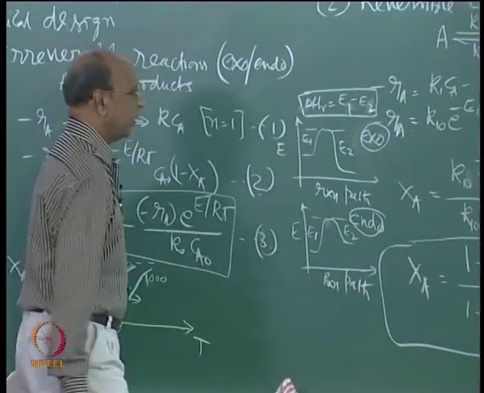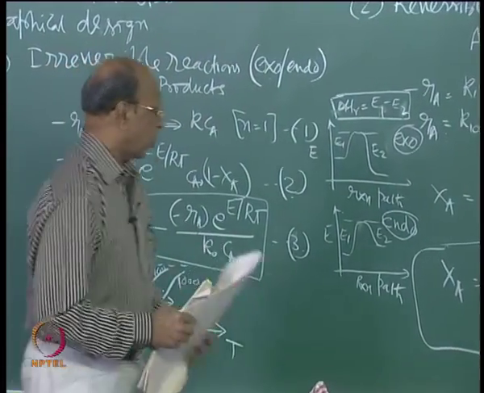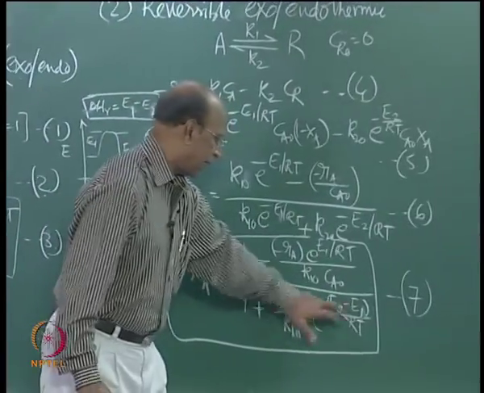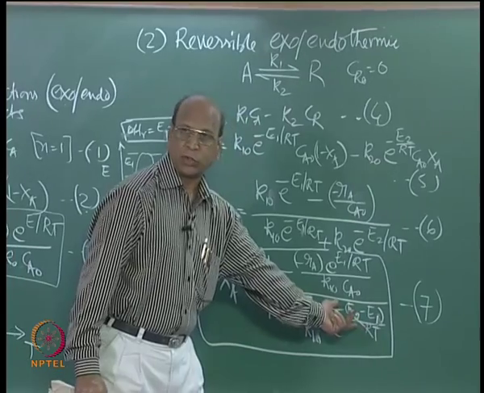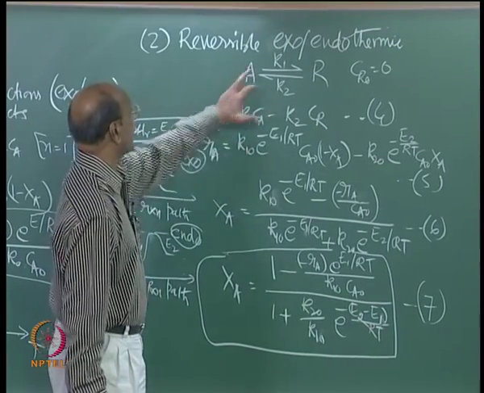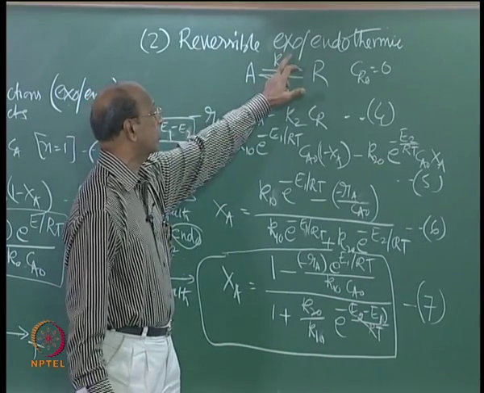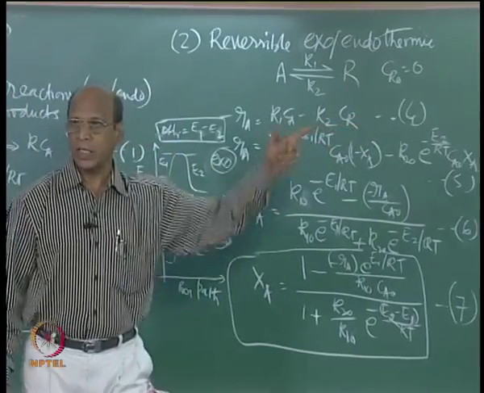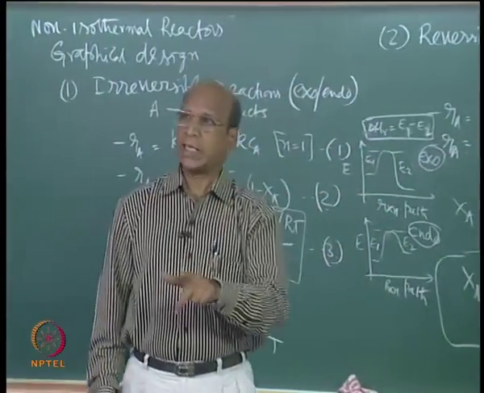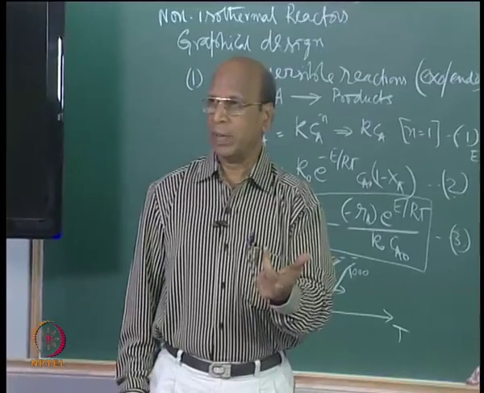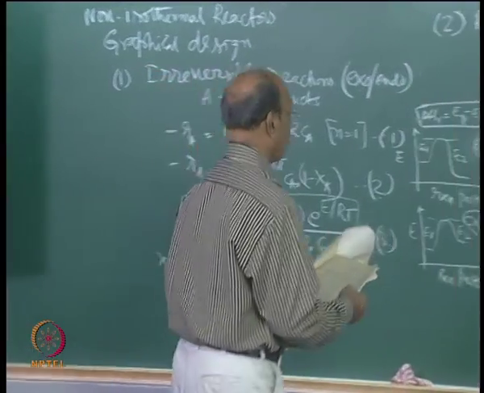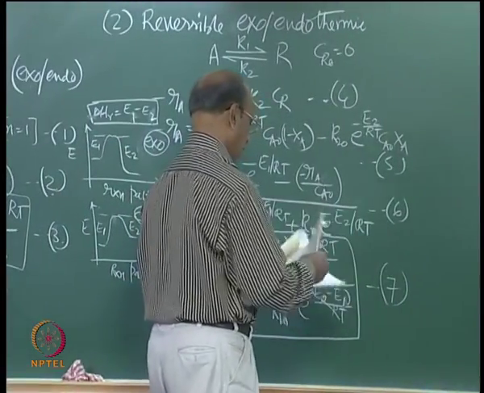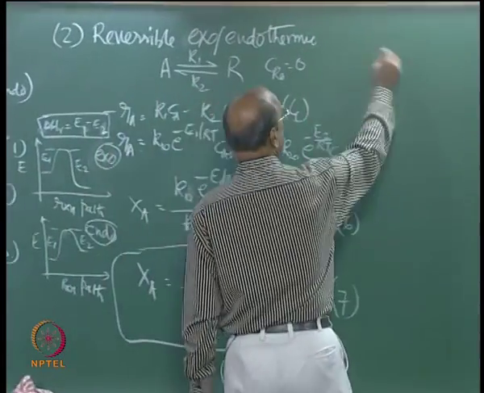Yeah, so this is the one. Accordingly, with the values of E1 and E2, this will be either exothermic or endothermic. That is why, as far as derivation is concerned, I have written here exothermic or endothermic, right. If delta HR is negative, then we have exothermic, and if delta HR is positive, we have endothermic. So now let us plot those graphs. I will take the endothermic case.